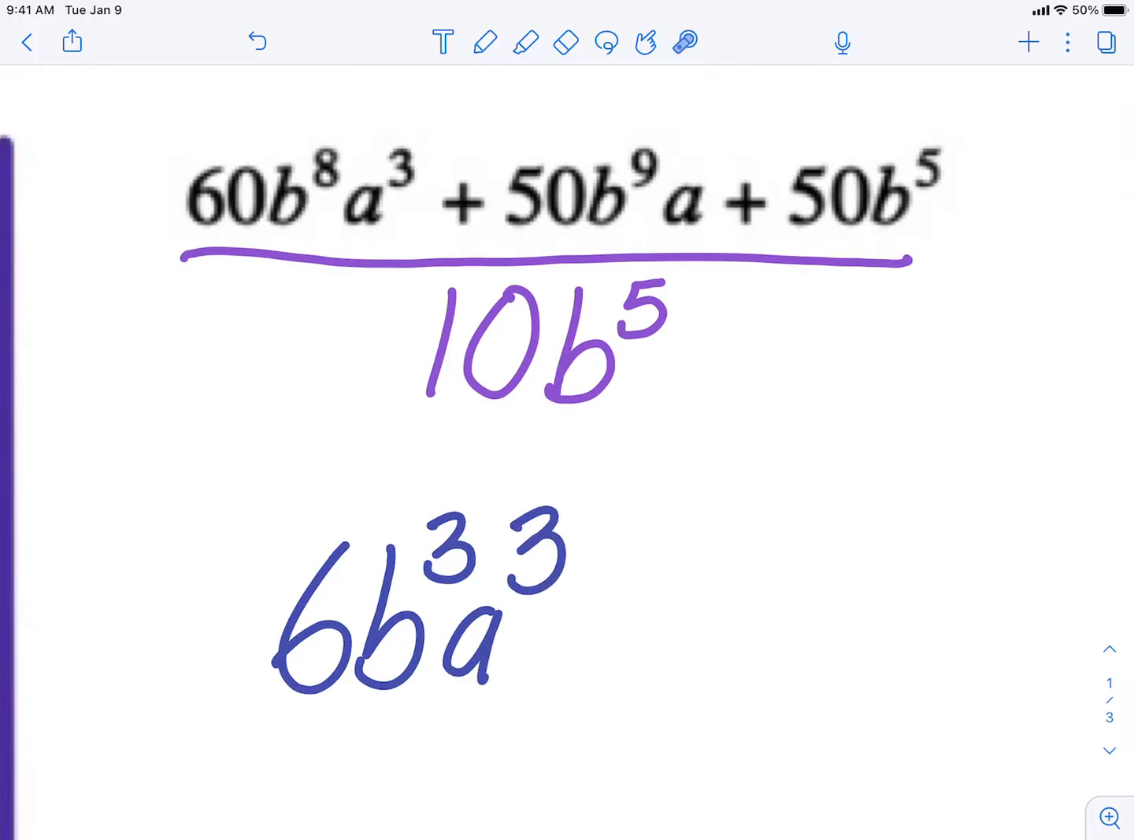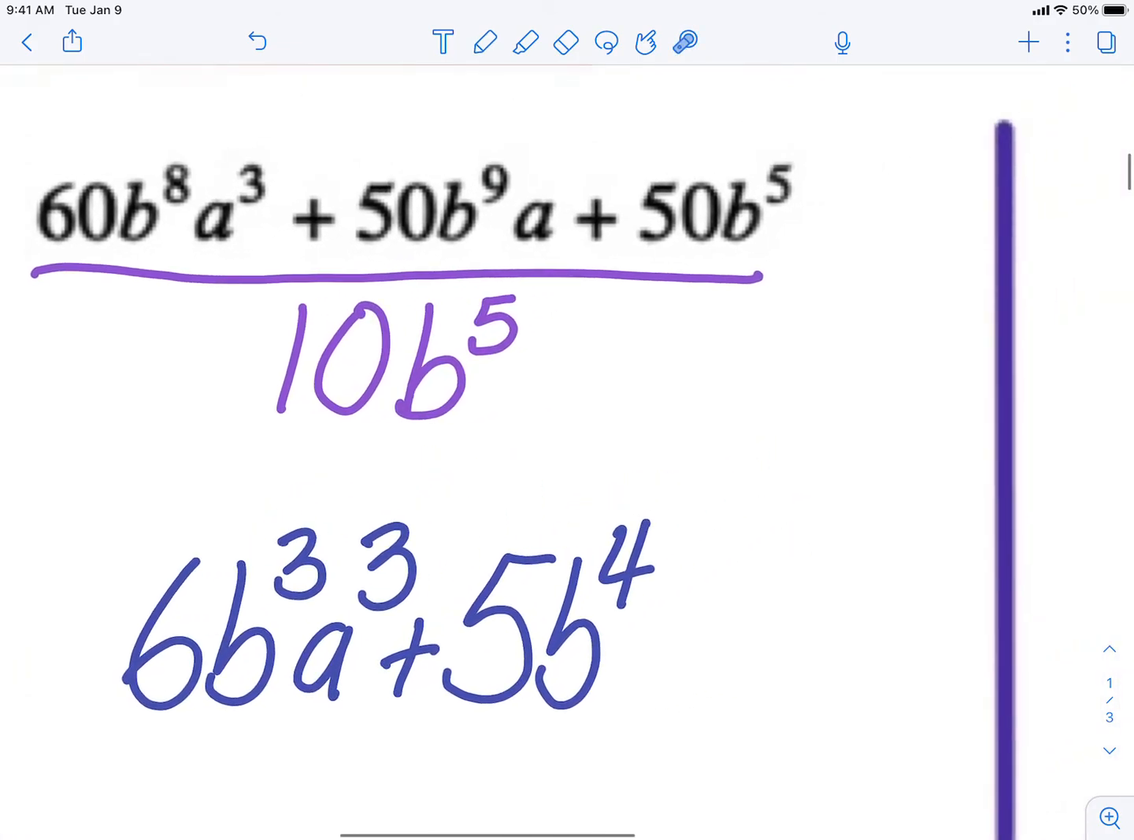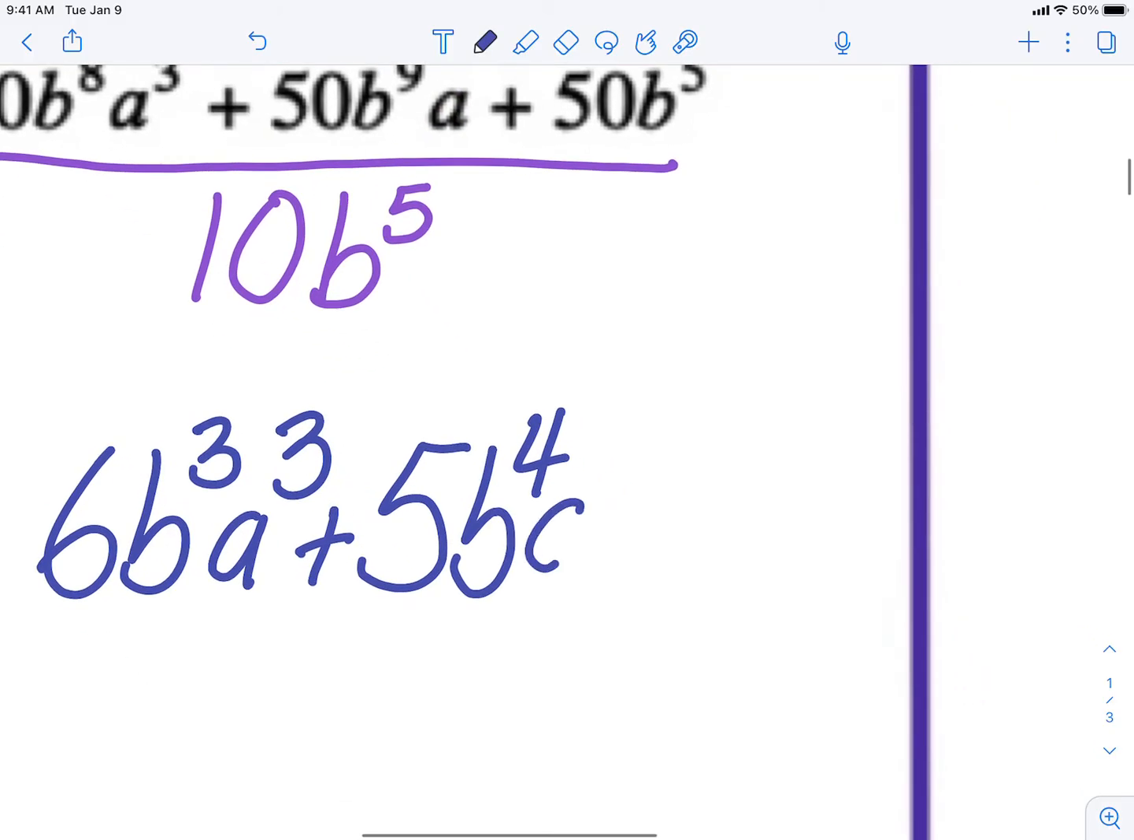Okay. This 50 divided by 10 is 5, so I'm going to put plus 5. And I have b to the 9th and b to the 5th. That means 9 minus 5 is 4, so I'm left with b to the 4th. Now this a here, I can't cancel it with anything, so I'm just going to bring down the a, just like this.